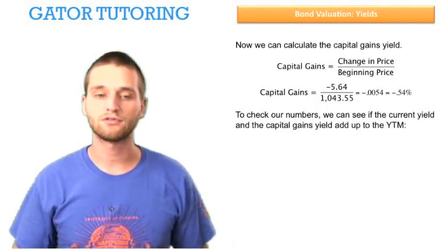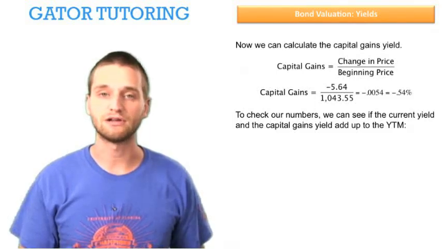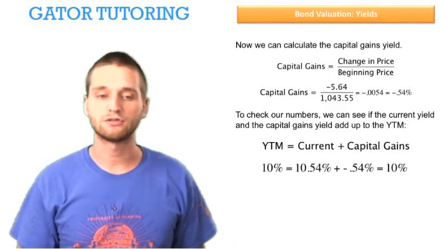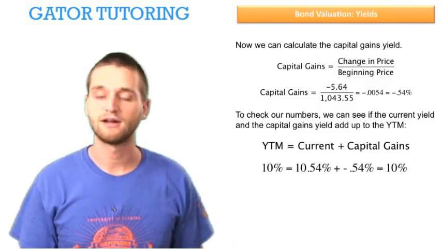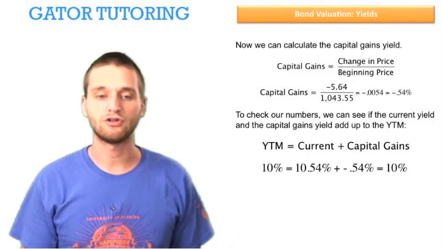To check our numbers, we can see if the current yield and the capital gains yield add up to the yield to maturity, because again, by definition, the yield to maturity is equal to the current yield plus the capital gains yield. We found the yield to maturity to be 10%, the current yield to be 10.54%, and the capital gains yield to be minus 0.54%. So when we add those two together, we do indeed get back the yield to maturity of 10%.